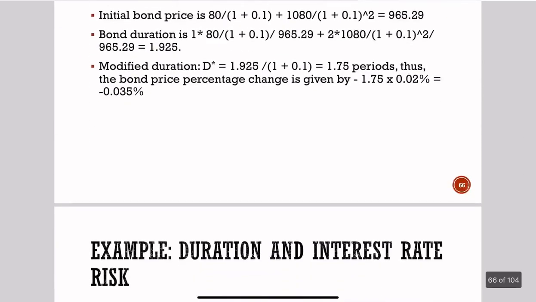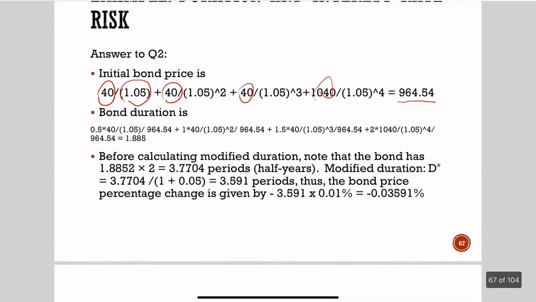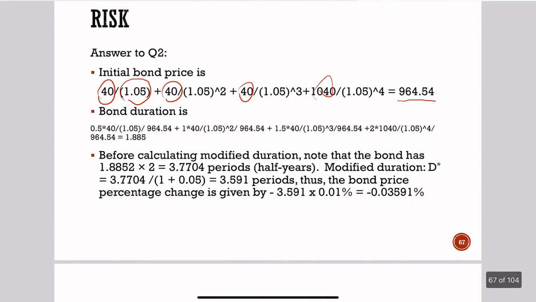Now the second question is about the duration, right? Again, I will not repeat the process. I will just show you the answer here. We have 4 different cash flows. The first cash flow has a duration of 0.5. The second cash flow, 1 year. The third cash flow, 1 year and 6 months. The fourth cash flow, 2 years. And now we have to calculate the weighted average.